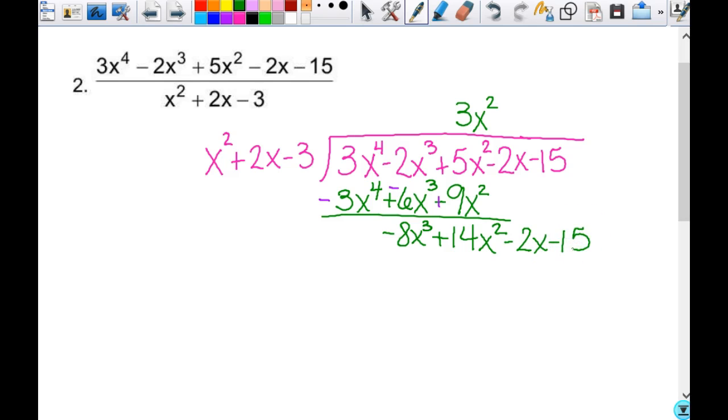All right, so then x squared goes into negative 8x cubed, negative 8x times. Yes? All right, so then I multiply. I'm going to get negative 8x cubed minus 16x squared plus 24x. What do you think's going to be the most common thing that people mess up on here?